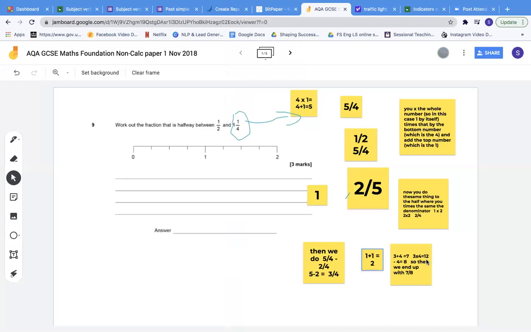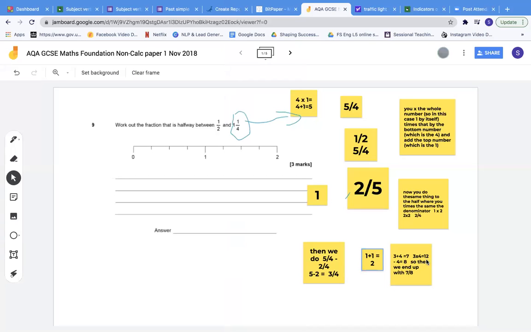Fantastic. Okay, then, Janberg. Now, let's go back to the question. Work out the fraction that is halfway between half and 1 1/4. Okay? Yes. And then you've got a scale. So can you explain to me now what you've written and how is it relevant to the question?